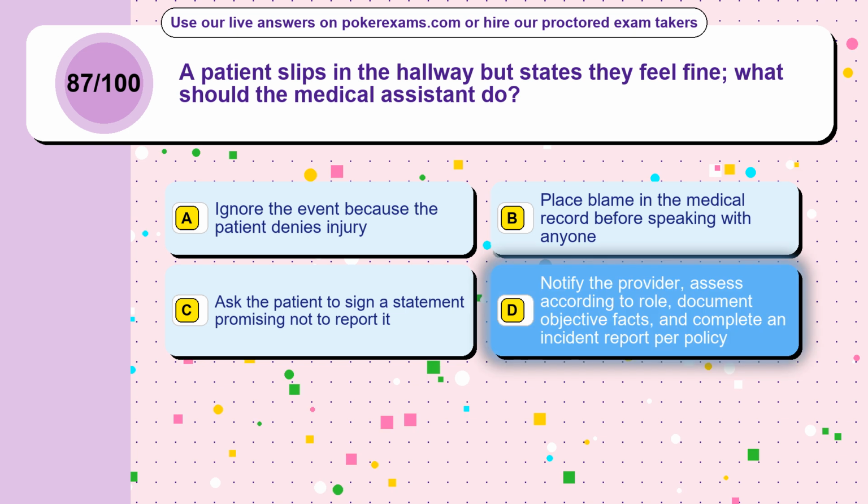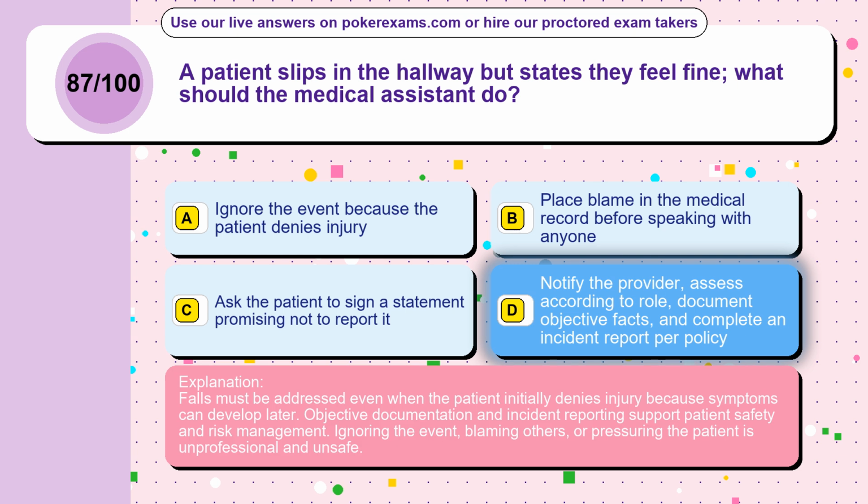The correct answer is option D. Notify the provider, assess according to role, document objective facts, and complete an incident report per policy. Falls must be addressed even when the patient initially denies injury because symptoms can develop later.